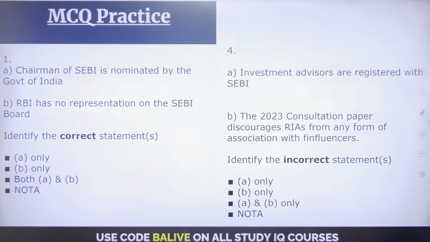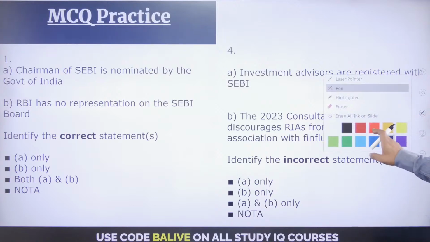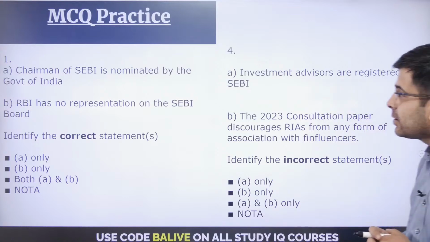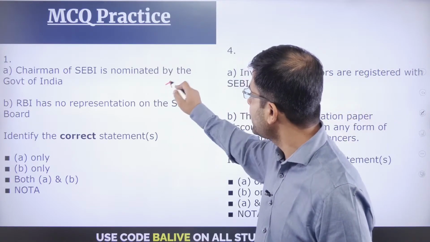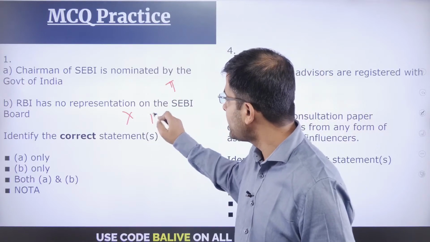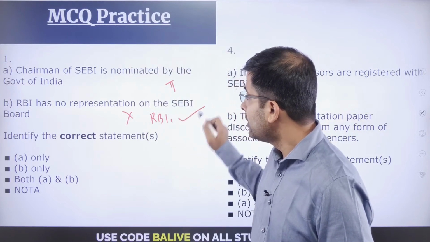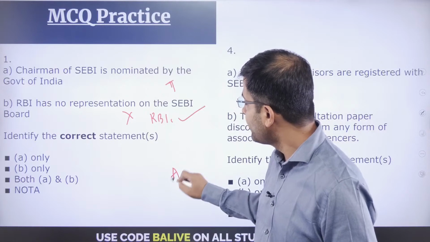Okay. So before we go forward, these are the questions of yesterday. Chalo fatafat, let's take a look at them. Chairman of SEBI is nominated by the Government of India is true. RBI has no representation on the SEBI board is incorrect. RBI does have a member, in fact. Okay. So the correct statements here being A only.